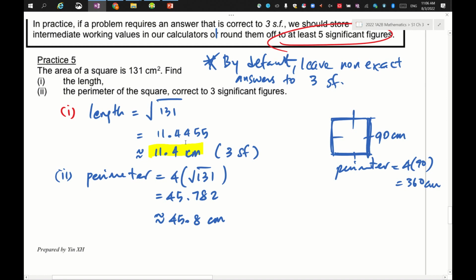Alright, and how did it become more accurate? Because I used the exact value of 1 square root 131. The moment you use the 11.4, you have to know that it is not accurate already.